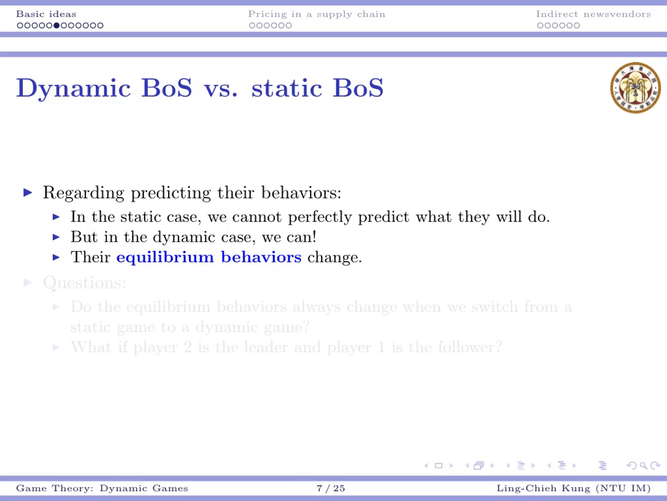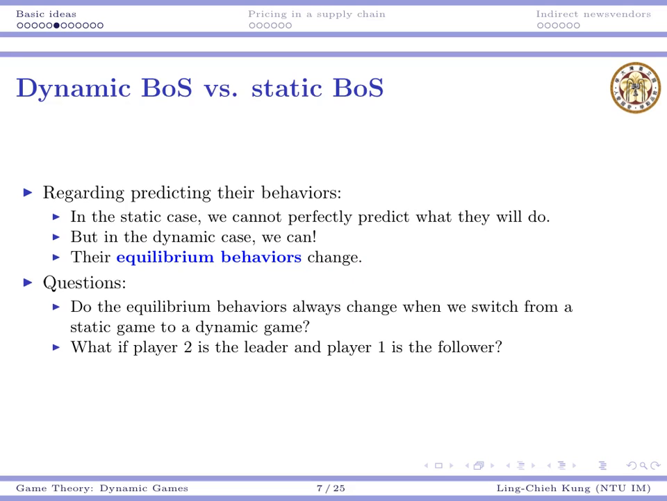Okay, so let's do some comparisons. First, when we are talking about predicting their behaviors, in a static case, we cannot really predict what's going to happen. But for the dynamic case, we can. So that means their equilibrium behaviors may change when we change the game rule from static to dynamic. That's intuitive. But we still have some questions.